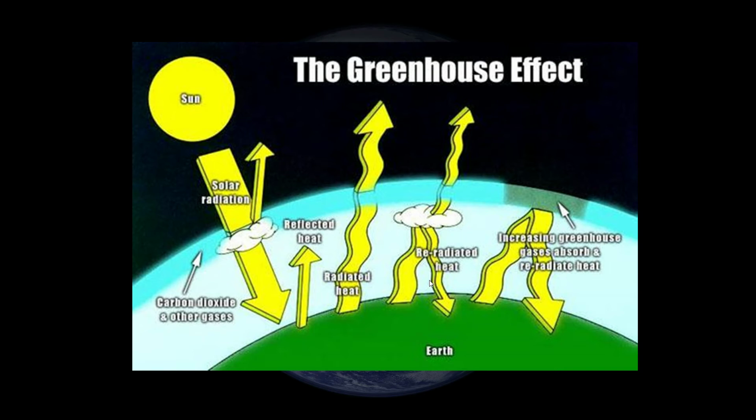If we do have too many gases in the atmosphere that capture this heat, the Earth's average temperature is going to rise, and then we're going to have issues. Probably the best example of runaway greenhouse effect is the planet Venus. We mentioned this before Christmas.